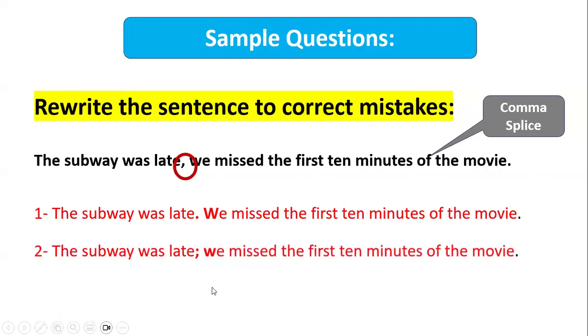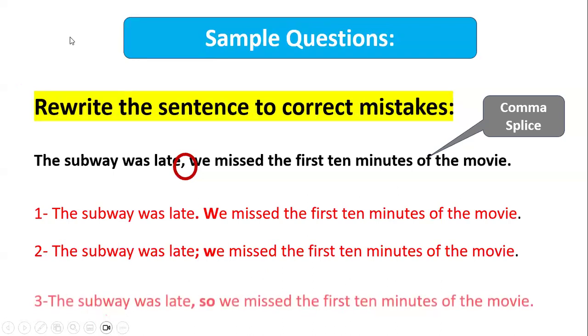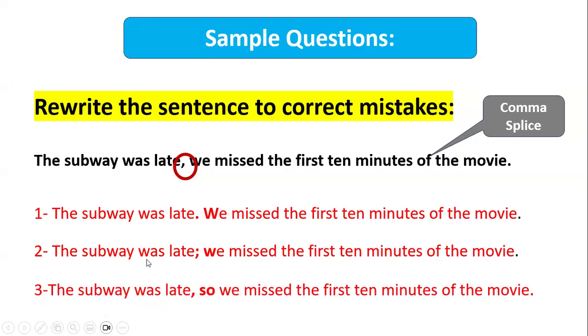Another way is to use a semicolon like this one because I feel like the two sentences can be related. Okay, so we are using a semicolon to link them, but right after the semicolon, we use the letter as a small one because this is not an end mark. Okay. Another way is to use a comma, but with a linking word, one of the FANBOYS words. So the subway was late, so we missed the first 10 minutes of the movie.